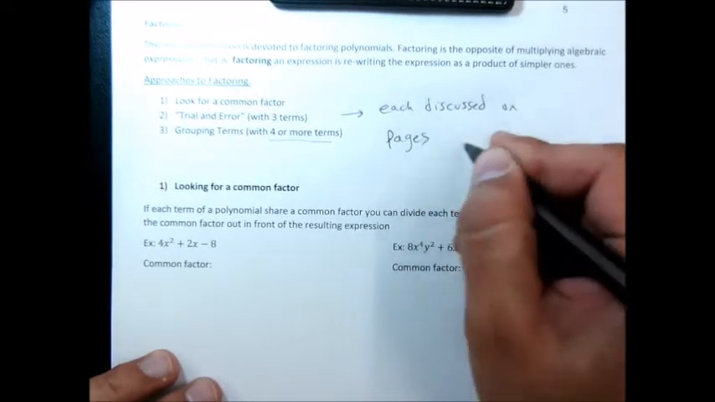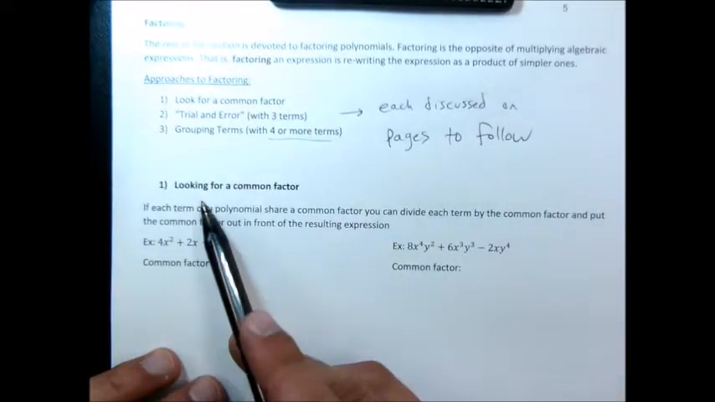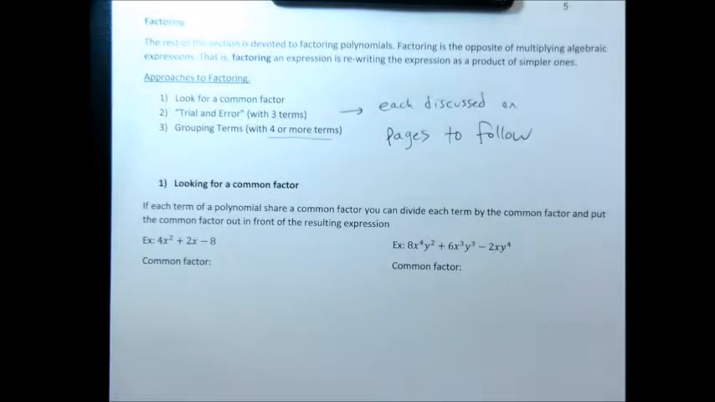You can see below here is looking for a common factor, and then the next page is going to be the other 2, trial and error and grouping.